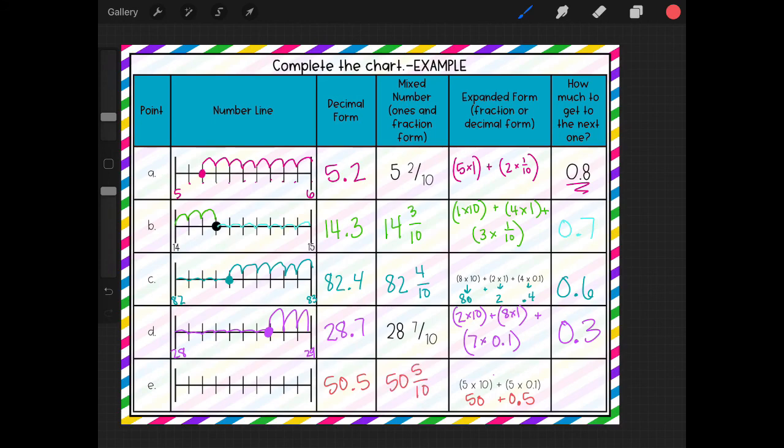I know 50 and 5/10 falls between 50 and 51. I need to count 5 in. 1, 2, 3, 4, 5. Make my big dot. And then the last thing I need to do is count how far I need to go to get to the next one. 1, 2, 3, 4, 5. 5/10 more. And that is how we write mixed numbers in different forms.